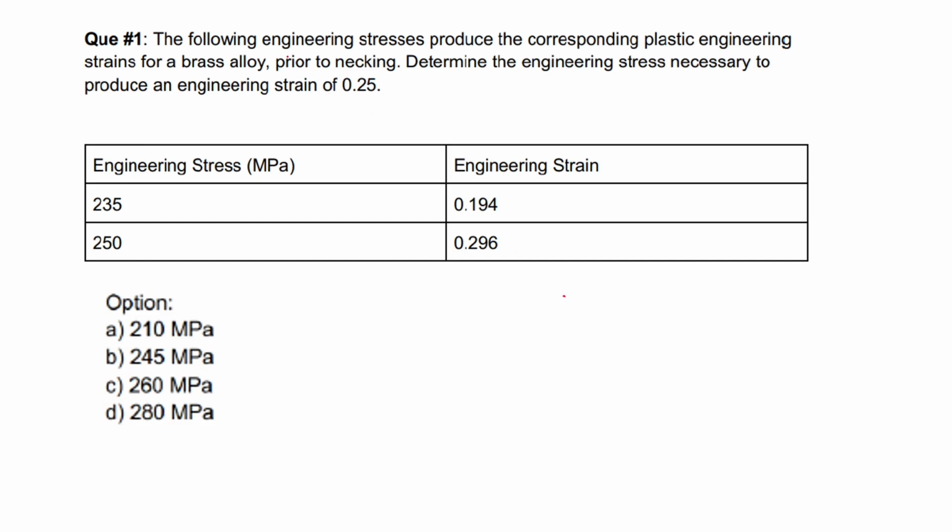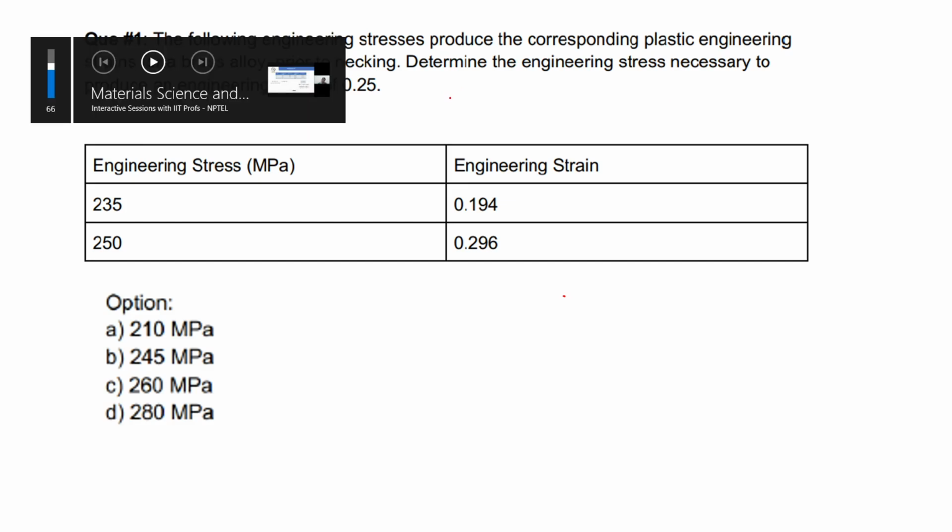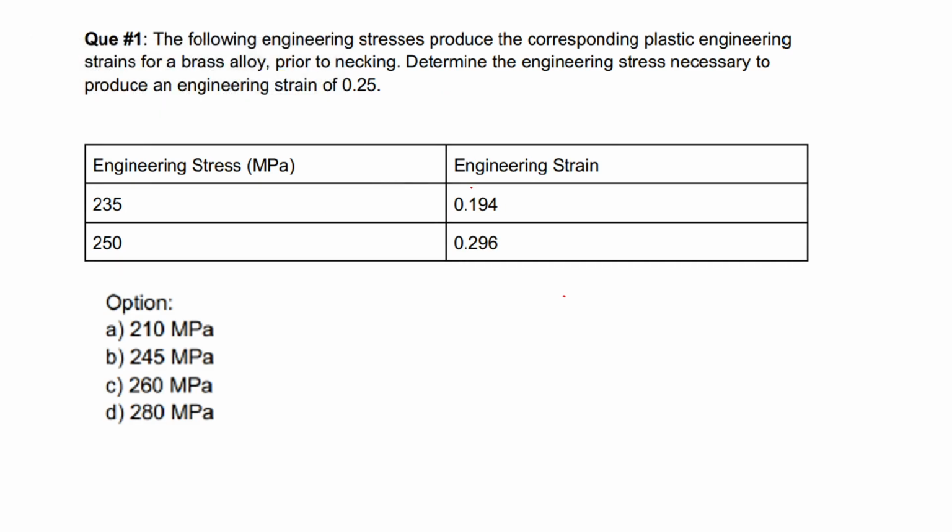The first question is: the following engineering stresses produce the corresponding plastic engineering strain for a brass alloy prior to necking. Determine the engineering stress necessary to produce an engineering strain of 0.25. So the values are given, engineering stress and engineering strain, and you have to find the engineering stress for the engineering strain value 0.25.